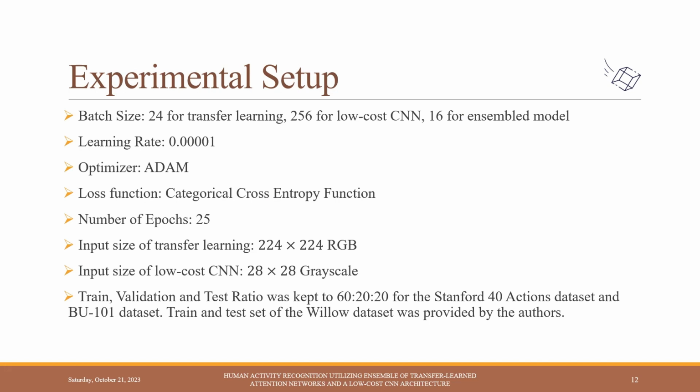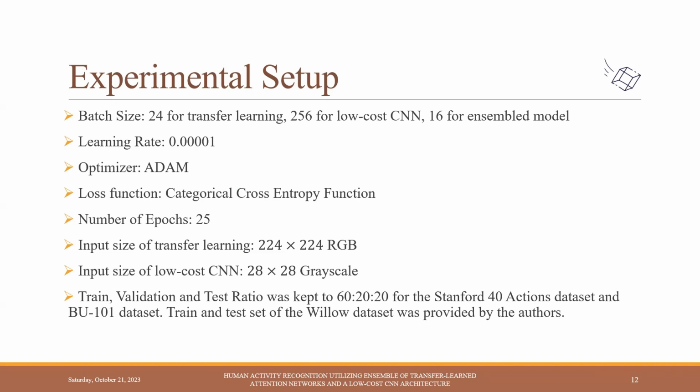The optimizer we have used, obviously, is Adam, as it works better than the other optimizers. You can see that in the literature too. The loss function, we have used categorical cross entropy as we are dealing with a categorical variable. And the number of epochs was set to 25 because after 25 epochs, we saw that the model was stable.